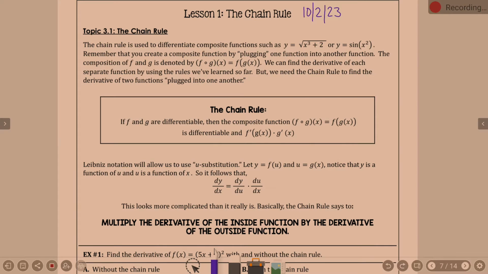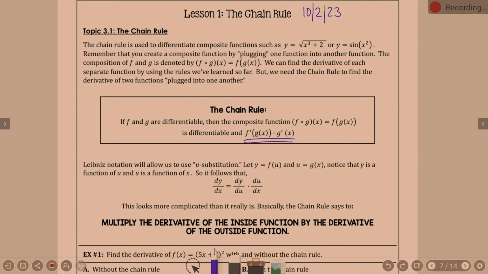So remember, you create a composite function by plugging one function into another. So that is the f of g, like f of g of x. We can find the derivative of each separate function by using the rules we've learned. But we need the chain rule to find the derivative of two functions plugged into one another. So, chain rule. If f and g are differentiable, then the composite function, f composed with g of x, or f of g of x, is differentiable, and its derivative is f prime of g of x times g prime of x.